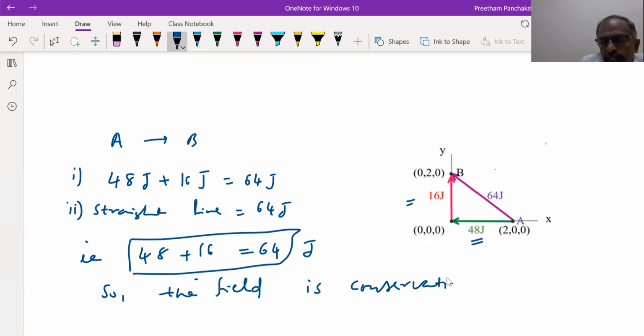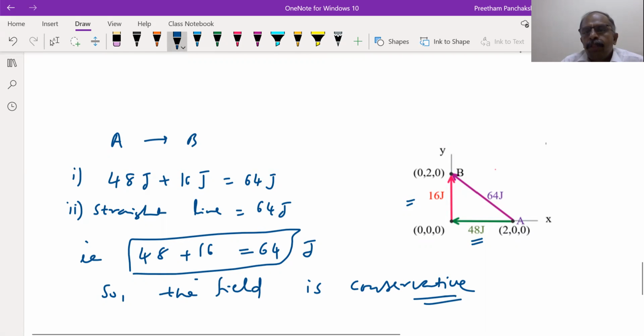Electric field is conservative. That means the work done in moving a charge from one place to another place is independent of the path chosen. So irrespective of the path, the work done will be the same in a conservative field. So that is the solution for this problem.